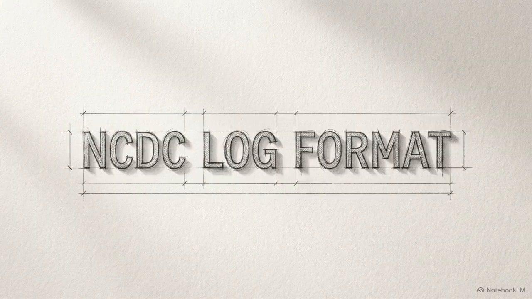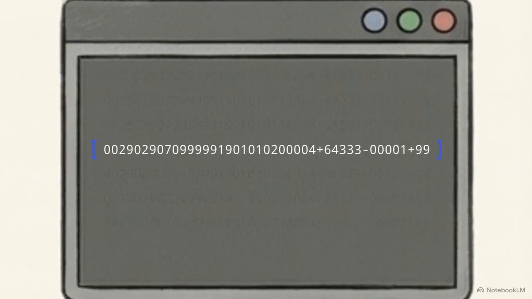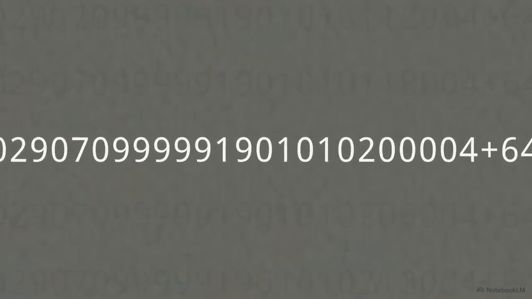The NCDC uses a specific format to store this information, line-oriented ASCII. In this context, line-oriented means every single horizontal line of text represents one complete, independent data record. This single log line is densely packed with no standard delimiters. Variables rely instead on fixed-width character lengths.